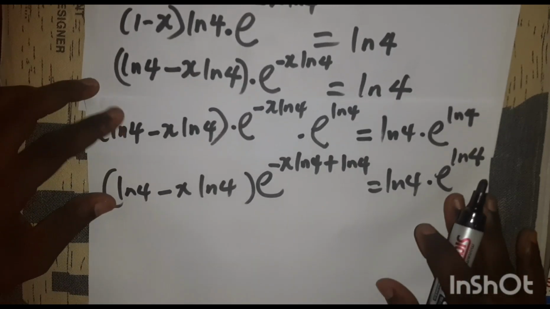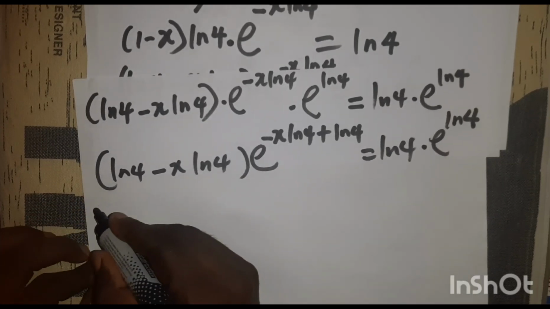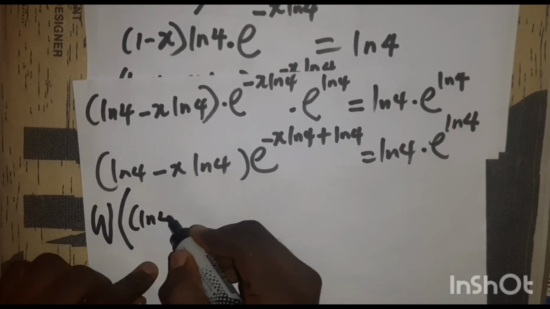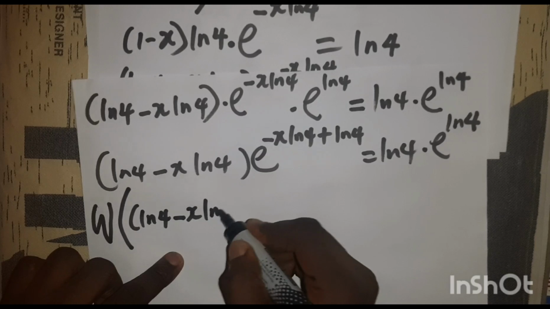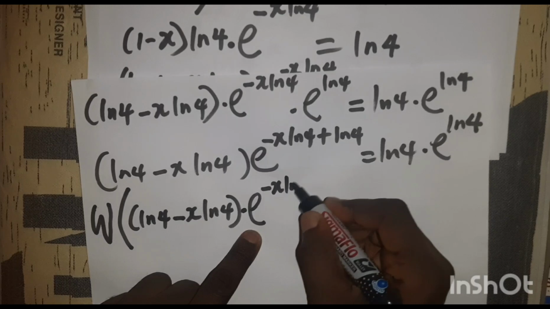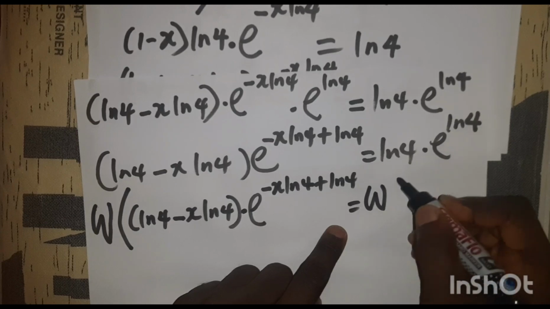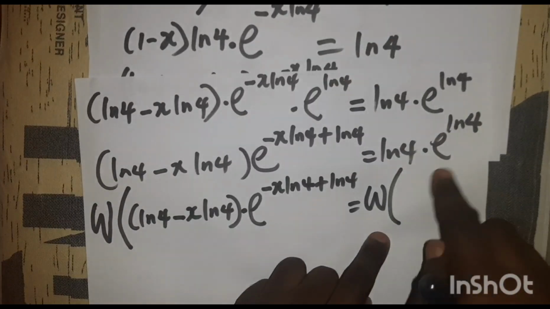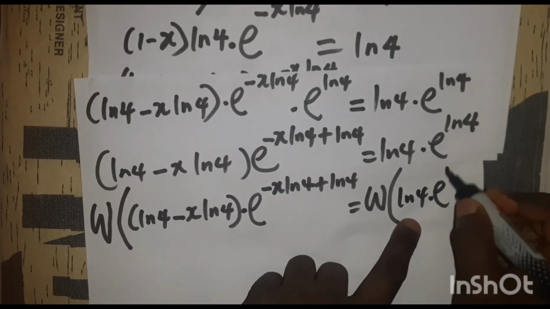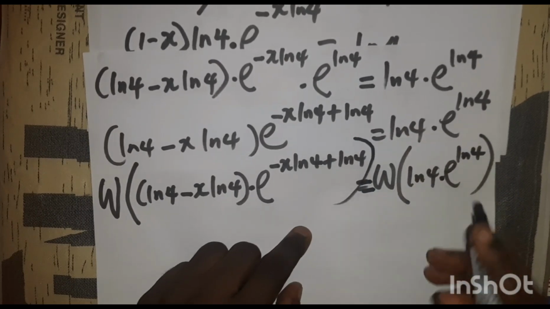So now I can comfortably apply the Lambert W function on the left hand side and on the right hand side. So doing that, now my W, which is my Lambert W function, into my ln of 4 minus x ln of 4 times e raised to the power minus x ln of 4 plus ln of 4 equals to W also on the right hand side, since it's having the same format, the power and the coefficient are the same. I have ln of 4 dot e raised to the power ln of 4, then close the bracket.